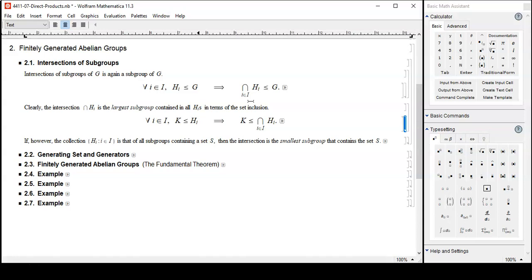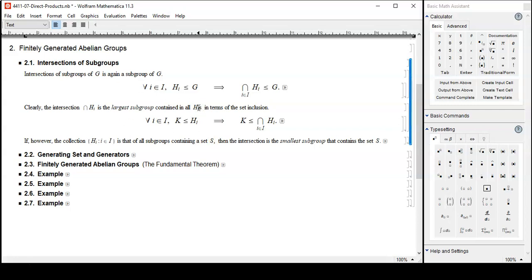But then again, here's another aspect. If the collection is the collection of all subgroups containing a certain set S, and that doesn't have to be a subgroup or anything like that, just a set, which we are going to call a generating set in 2.2, then the intersection is the smallest subgroup that contains the set S. Previously, the largest, now the smallest. What's going on here? A change of viewpoint.